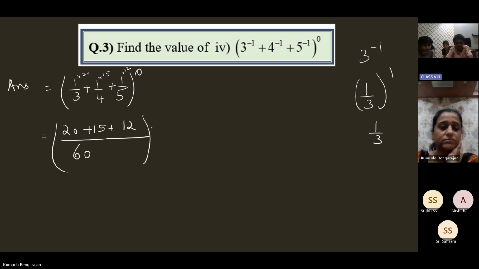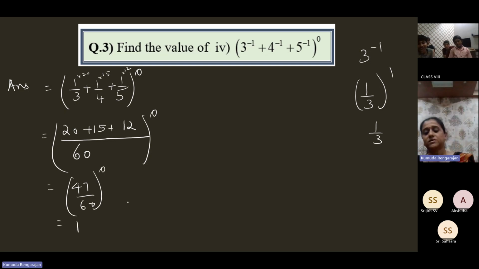Ma'am, 47. Ma'am, to the power 0, which is 1. Yes, ma'am. Correct. That's it. Anything to the power 0 is 1. But please show the working. Don't just write 1. If it's for 2 marks, I'm not sure if your teacher will give you marks.